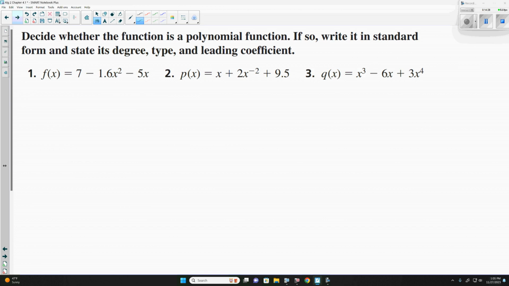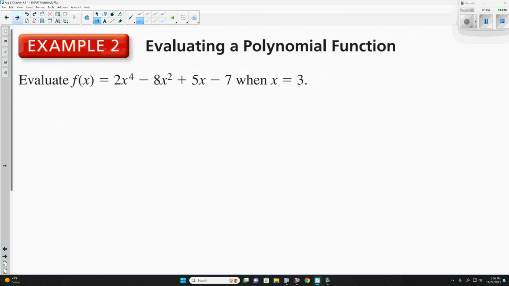Because 1 is yes, 2 is no, 3 is yes. Number 1, the degree would be 2. It would be a quadratic, and the leading coefficient would be negative 1.6. Number 3, the degree would be 4. It is a quartic, and the leading coefficient is positive 3. All right.